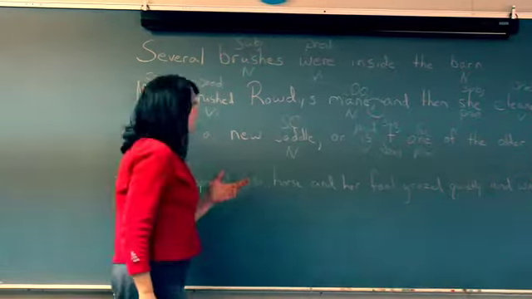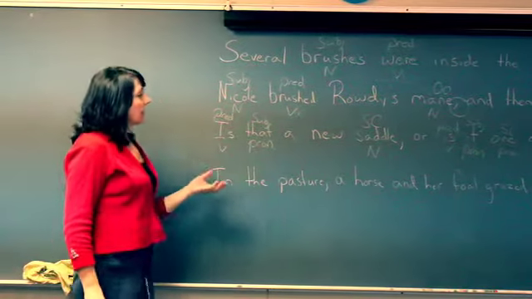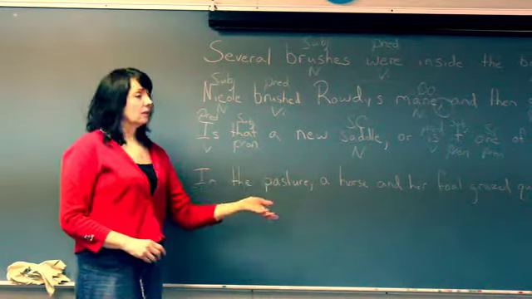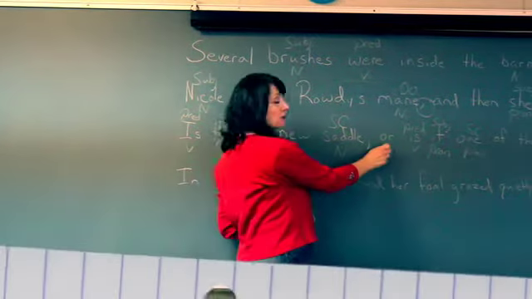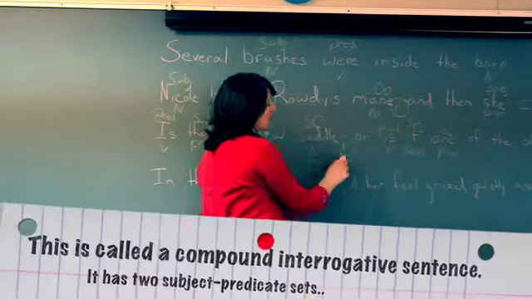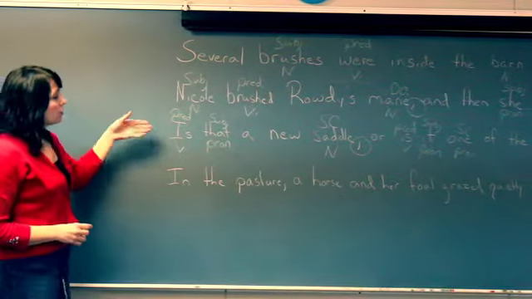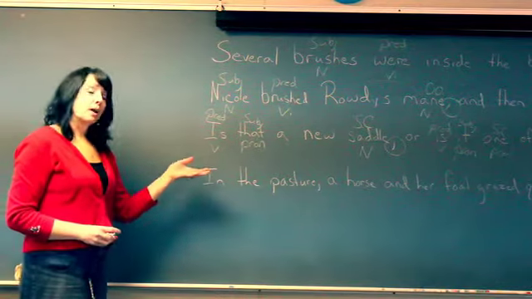Okay? So we have two independent clauses again. "Is that a new saddle?" can stand alone. "Is it one of the older ones?" can stand alone. Once again, we have a coordinating conjunction, "or," and it is connected with this comma. So you can see that that is once again two independent clauses, even though it is an interrogative sentence.